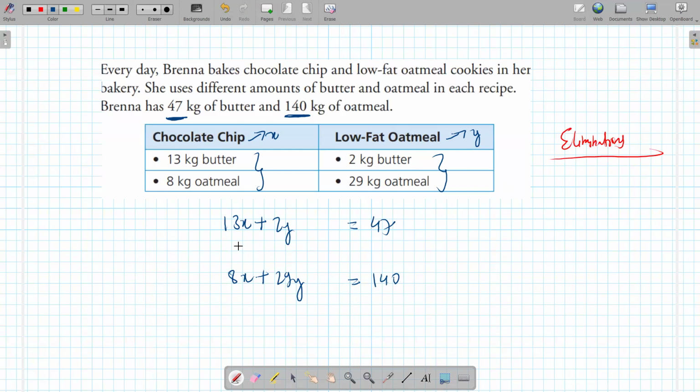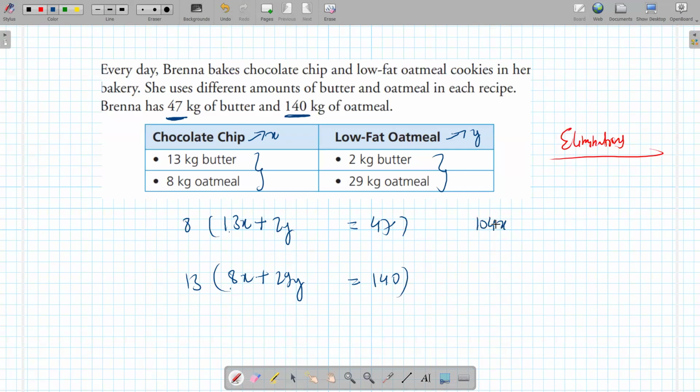So 13 and 8. The LCD between 13 and 8 is just 13 times 8, which is 104. So I'm going to multiply this entire first equation by 8. And I'm going to multiply this entire equation by 13. And that's going to give us our two equations.